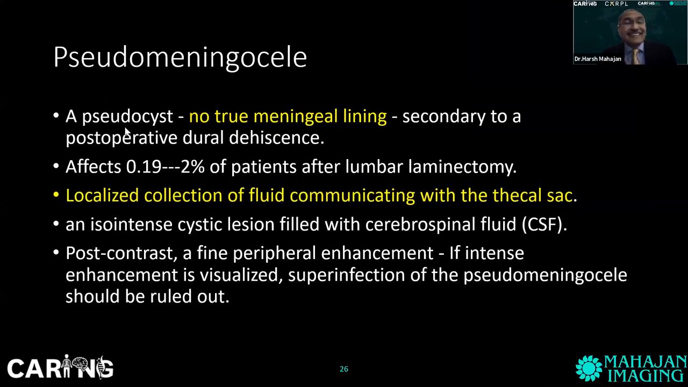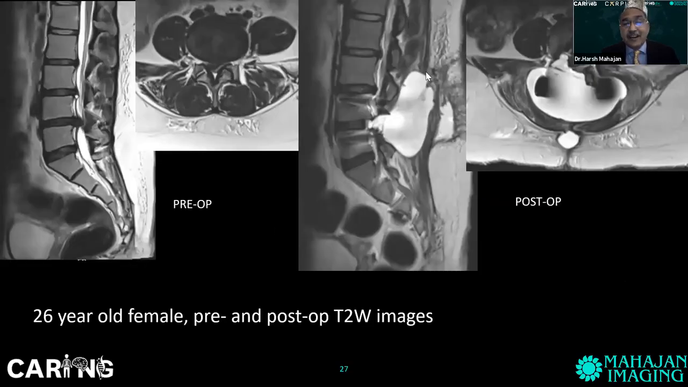Pseudomeningocele, this is a pseudocyst. There is no true meningeal lining, and a localized collection of fluid communicates with the thecal sac. It affects only a minority of patients, but when it does, it can be a problem. As you can see here, a large pseudomeningocele communicating with the thecal sac. The same you can see on the axial images here, where there's also metal hardware.